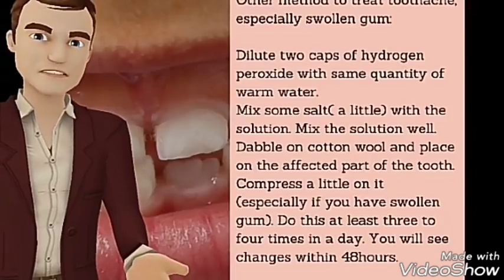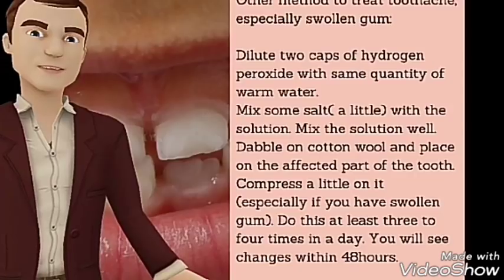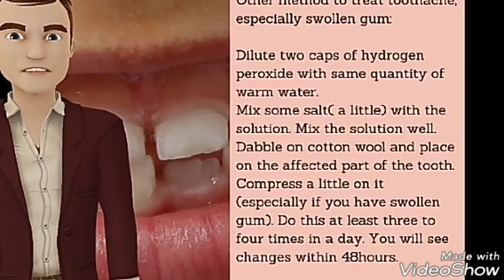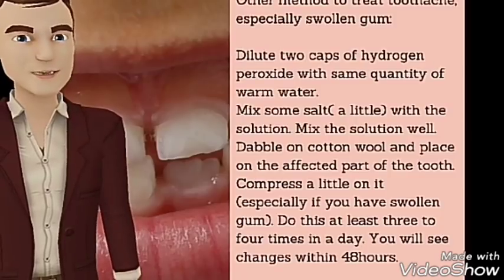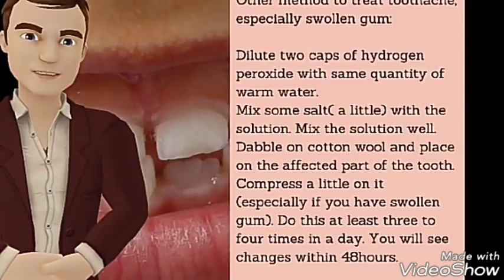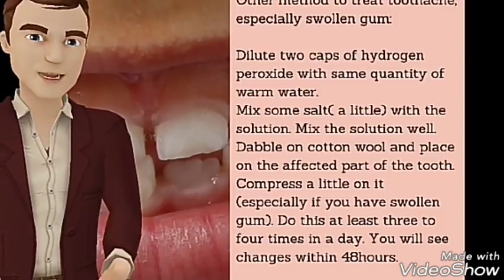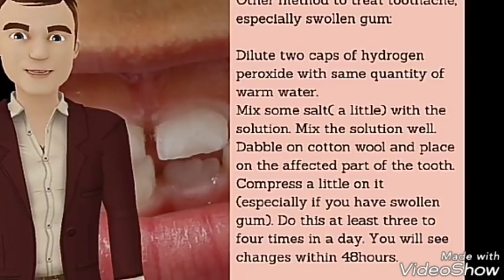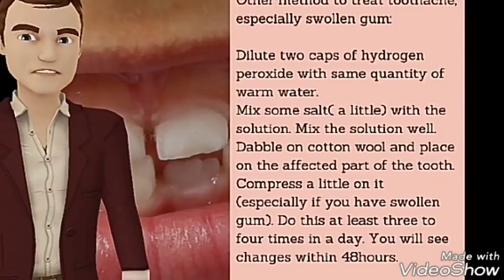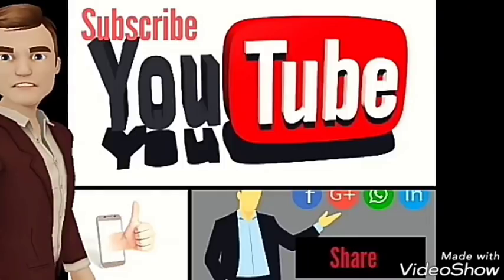Now, another method that you can actually use to treat tooth decay, which you can do at home, and especially a swollen tooth, is to dilute 2 cups of hydrogen peroxide with the same quantity of warm water. Mix a little bit of salt with the solution. Now mix the solution well, dab it on cotton wool and place it on the affected part of the tooth. Compress a little bit, especially if you have a swollen gum. Do this at least 3 to 4 times in a day. You will start to see changes within 48 hours.